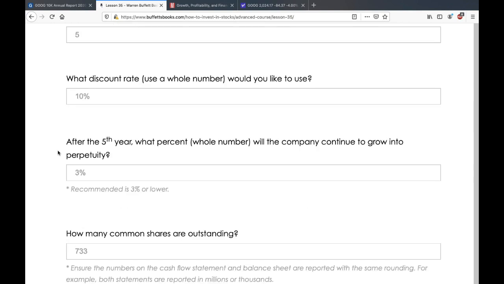Now moving on further, it asks you after the 5th year, what percent whole number will the company continue to grow into perpetuity? So this is the perpetuity growth rate that I explained to you. The calculator already recommends to use 3% or lower, meaning it tells you to be more conservative, because the further out you go in the future, the harder it is to estimate numbers. So I leave it at 3%.